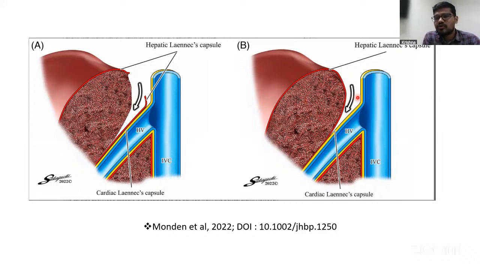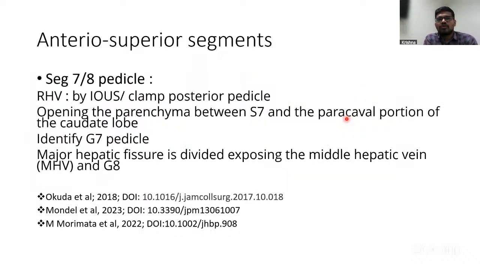So whenever there is a tumor and we are worried about a surgical margin, it is better to go in the interlinear capsule gates. The most problematic segments to dissect are the anterosuperior segments, as we all know, because they don't have any proper landmarks. So there are some techniques, and the hepatic venous guided approaches are most useful in the resection of these anterosuperior segments.